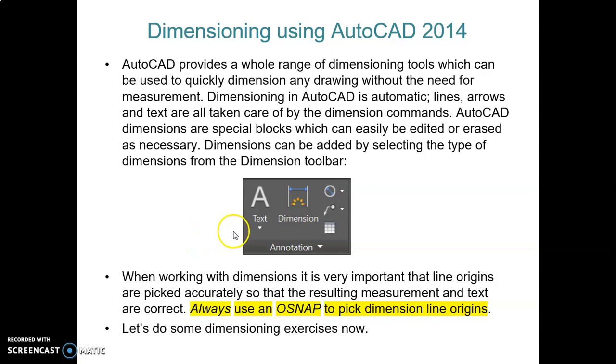At the top you can choose dimension. It is very important that line origins are picked accurately so that the resulting measurement and text are correct. So you have to always use an O snap to pick dimension line origins. We covered the O snap chapter topic last week. Remember, O snap is used to lock your line. Okay, so let's do some dimension exercises now.